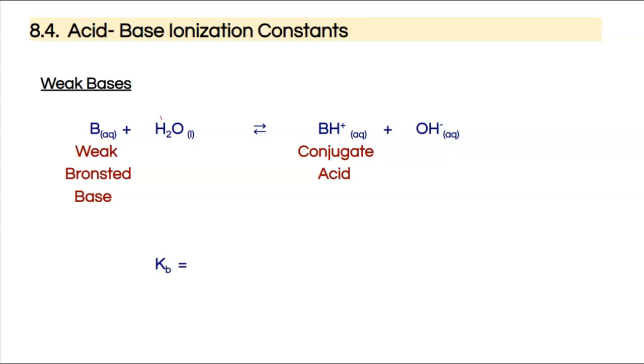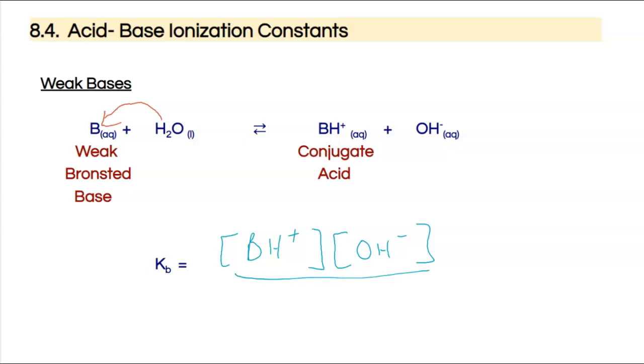So water is going to act as an acid in this case and donate its proton to my weak Bronsted base. And in so doing, what I end up with is this conjugate acid, which I'm calling BH plus in this case. When water liberates that proton, it becomes hydroxide. And it's this hydroxide here that's going to result in the solution becoming alkaline. Okay, so in this case, as I've written this, the corresponding Kb expression would be the concentration of my BH plus, that conjugate acid, times the concentration of hydroxide ion, divided by the concentration of my weak Bronsted base.